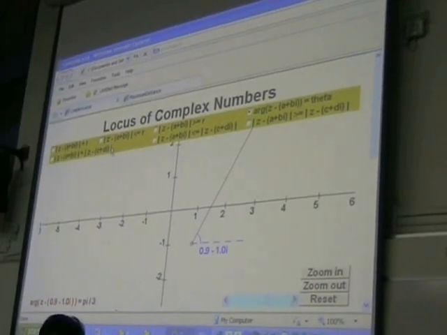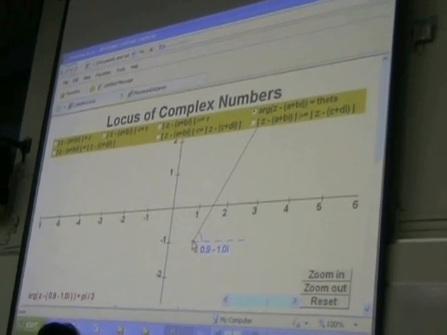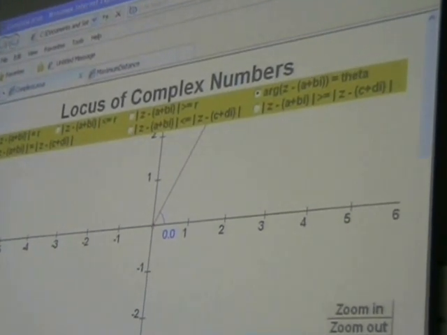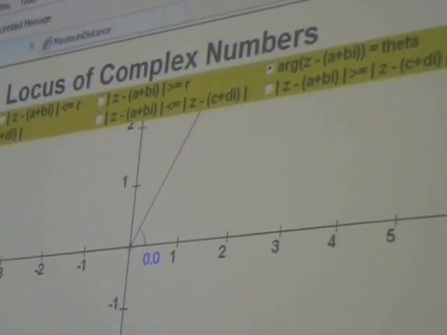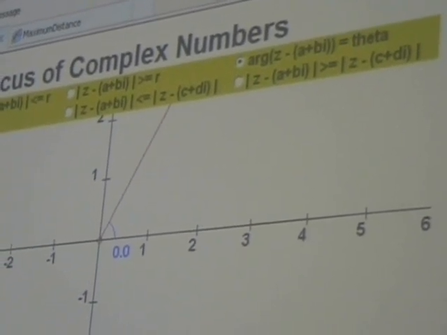Okay, we have finished two types of loci already. The third one is arguments. Okay, let's start with the simplest example. Let's say argument z equals pi over 3. What do all the points that satisfy this property look like?